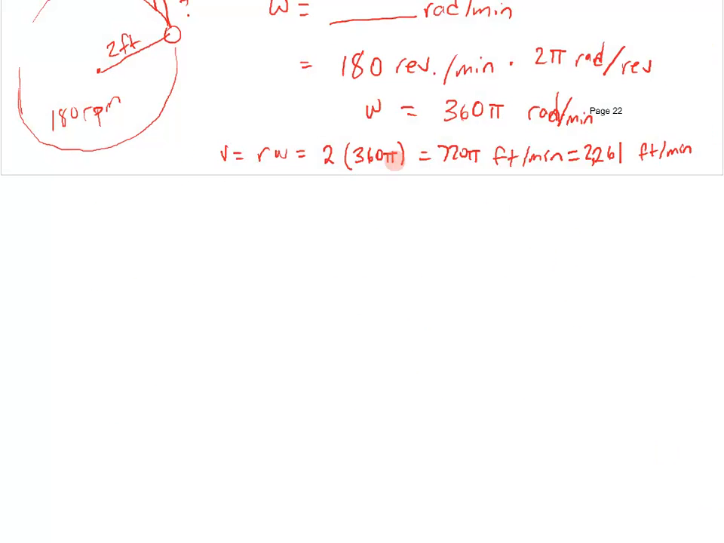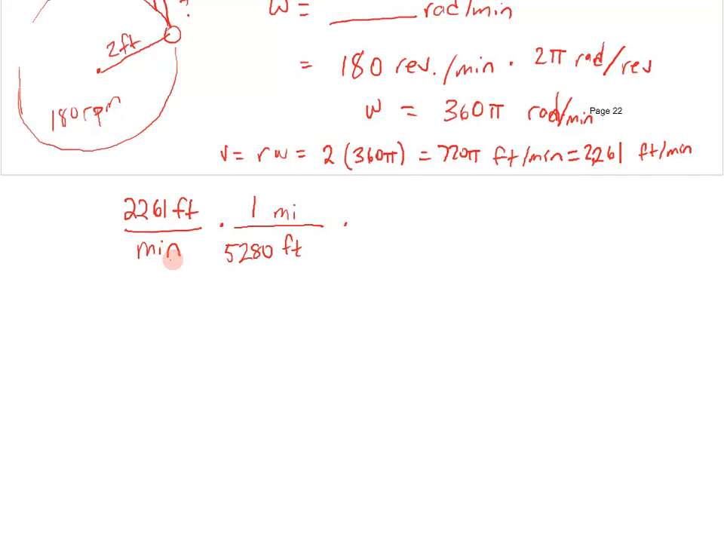Sorry, you're running out of space on your page, but let's convert 2,261 feet per minute to miles per hour. To convert to miles per hour, first let's convert the feet to miles. Remember that for 1 mile, there are 5,280 feet. That'll cancel my feet, which is why I put the feet on bottom.